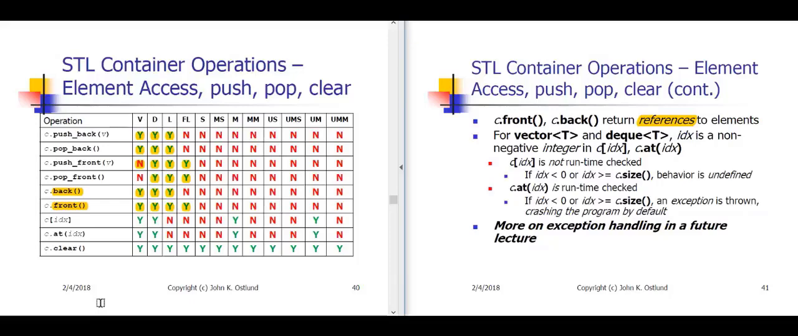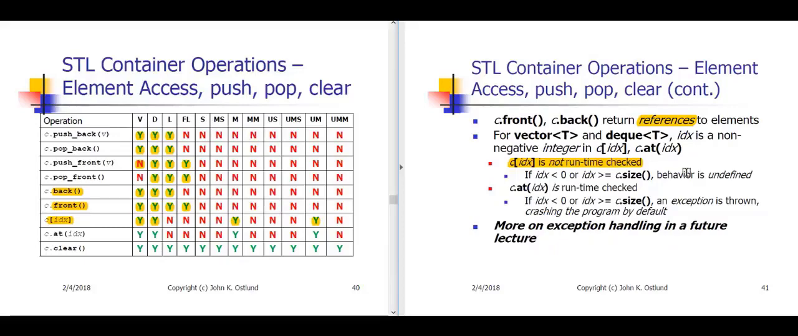Now, as far as random access of elements using some kind of subscript, you can use square brackets for vector and deck, as we've talked about, but you cannot use square brackets for list or forward list. It turns out you can also use the square bracket notation for maps and unordered maps. The subscript is the key, and what you get by indexing using the key is the value associated with that key. Now, it's important to understand that the square bracket subscripting is not checked at runtime in the case of a vector or a deck.